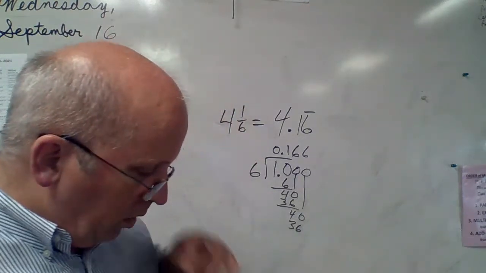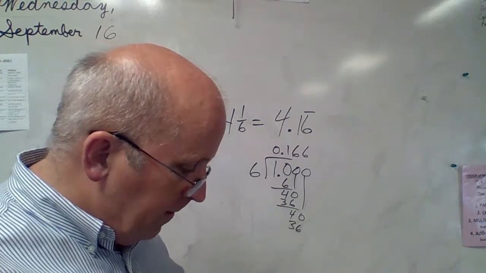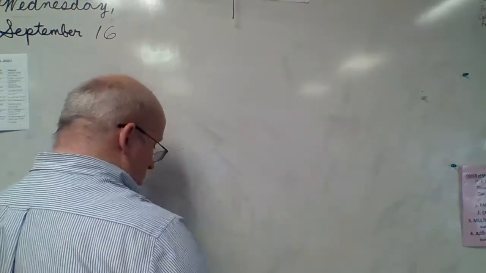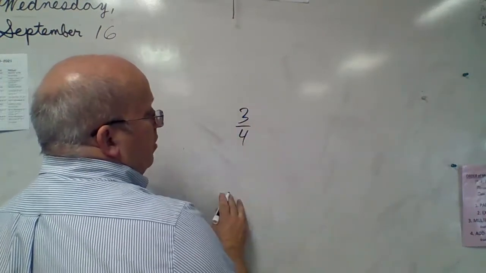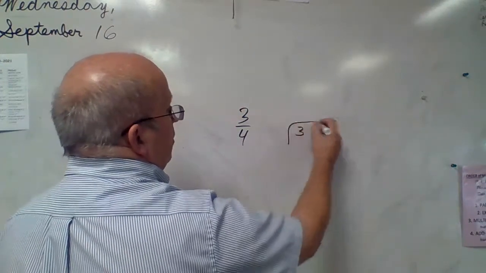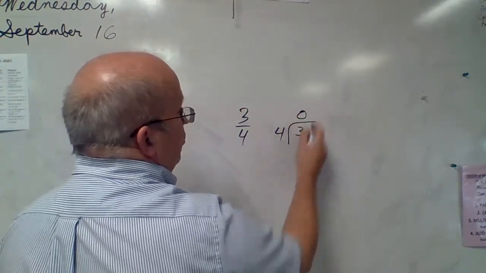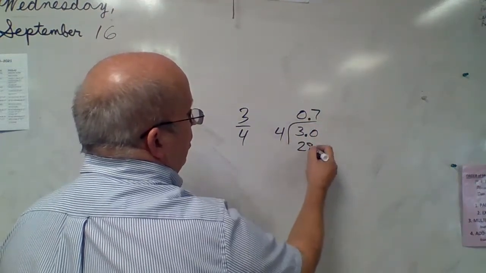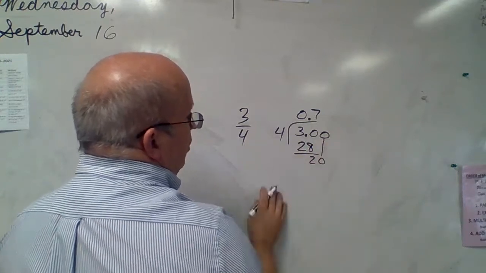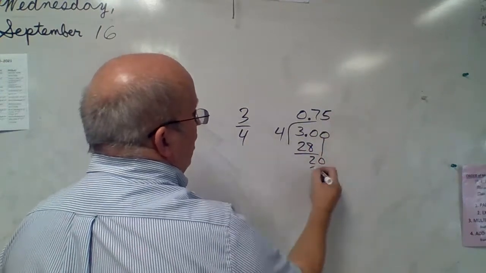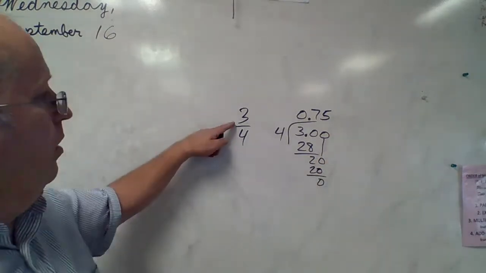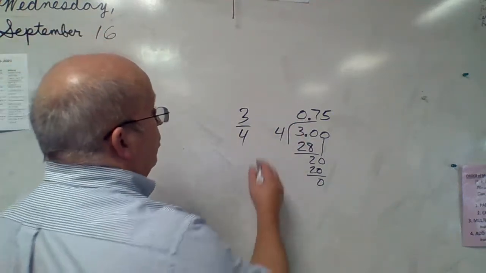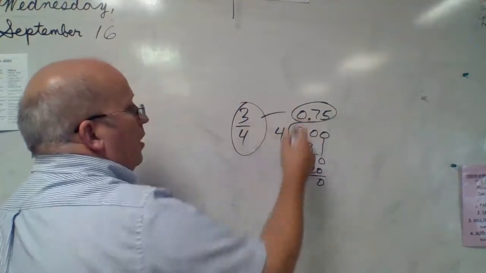How about we look at those example problems at the bottom of the page, the green dot problems. Let's look at 3/4. How would I change that into a decimal number? The top number divided by the bottom number. 4 goes into 3 0 times, but it goes into 30 7 times. And if I bring down a 0, it goes into 20 5 times. And that makes sense if you think about it. 3/4 of a dollar is 75 cents. So 3/4 is the same thing as 0.75.